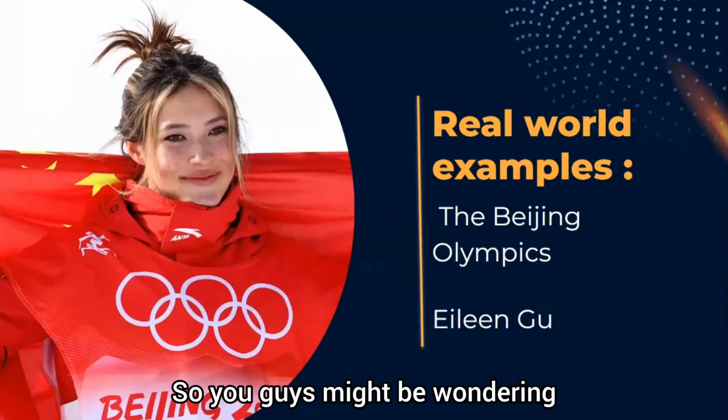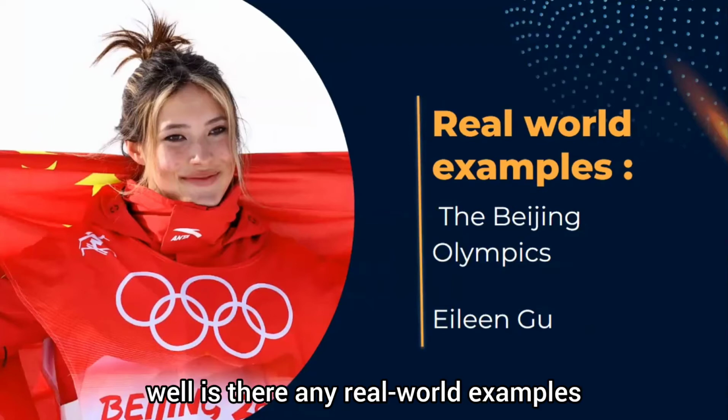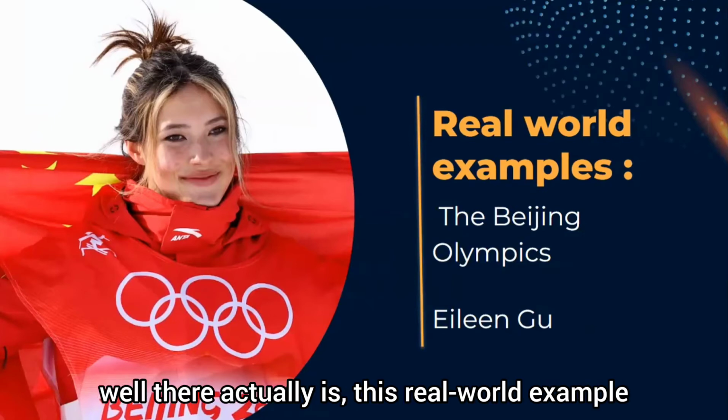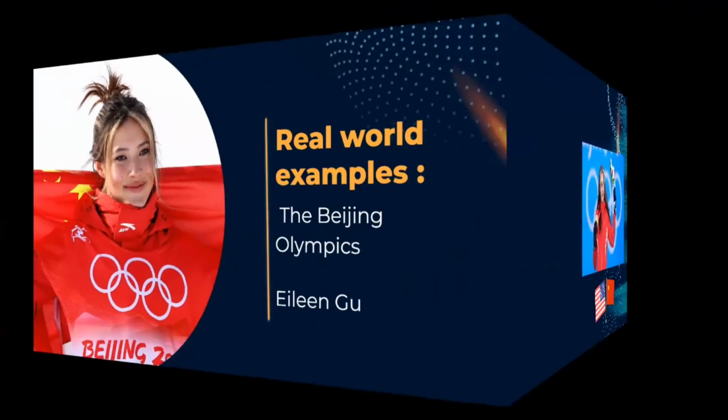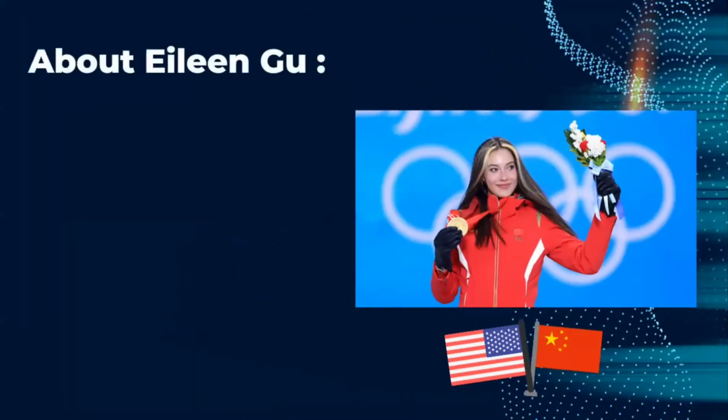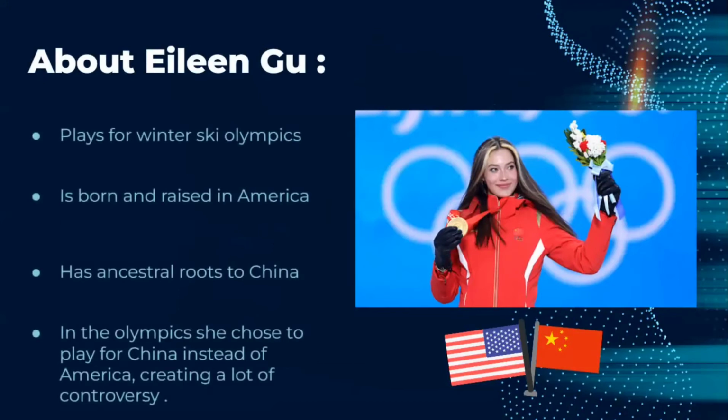So, you guys might be wondering, is there any real world example? Well, there actually is. This real world example involves Eileen Gu during the Beijing Olympics. Well, about Eileen Gu, she's a player that played for the Winter Ski Olympics. She's born and raised in America, but has ancestral roots to China. And in the Olympics, she chose to play for China instead of America, and this created a lot of controversy between the two countries based on their different opinions and points of view.